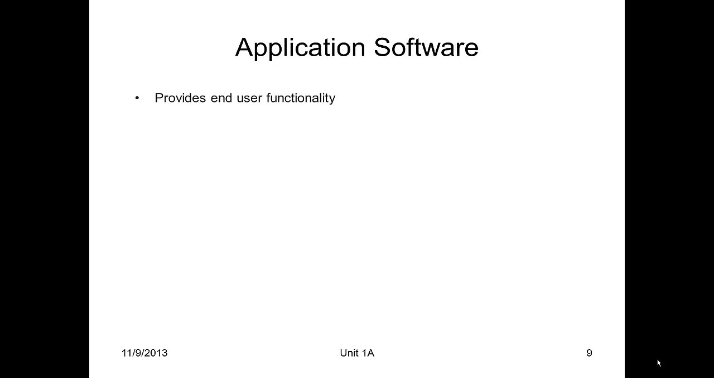Application software provides end-user functionality. It's a reason why computers are so useful. It's because you've got applications on them. They can do things. They can track your finances. They can help operate your car. They turn on and off the air conditioning in buildings. They play music for you. This sort of functionality is provided by application software. This is why computers are useful to us.